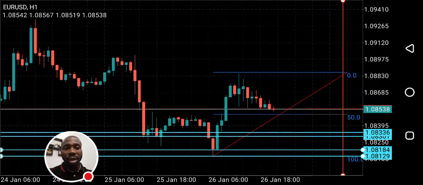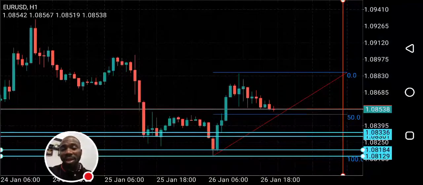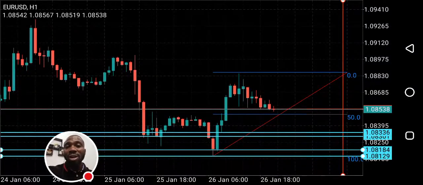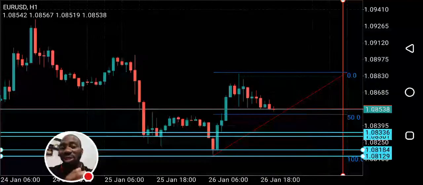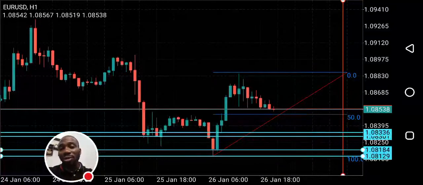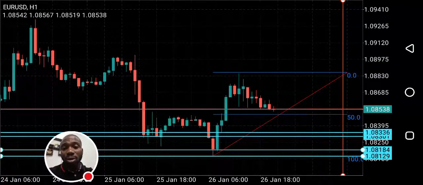Technically, understand that the fundamentals also play a major role in the market. All we are doing here is technical analysis. We are using our price history to determine what will happen in the future. But you should also understand that the fundamentals play a major role. You need to check the fundamentals.